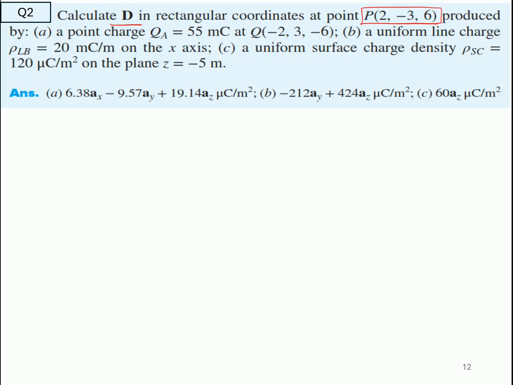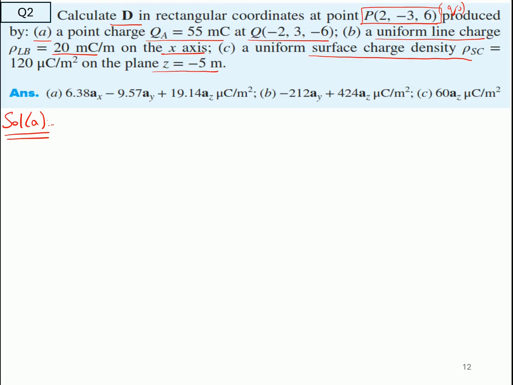So this is basically the test charge where we want to do the analysis, or where we want to find the electric flux density. In the first part, the source is a point charge of 55 millicoulomb located at point Q. In the second, the source is a uniform line charge with 20 millicoulomb per meter on the x-axis. So this is important. And in the third part, we have the source as a uniform surface charge density on the plane of z equals minus 5 meters. So let us start with the solution of the first part.